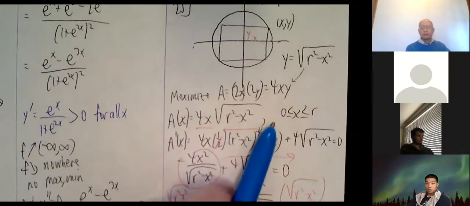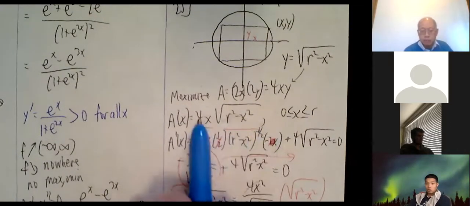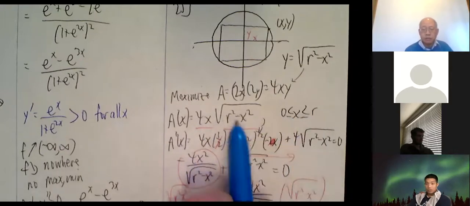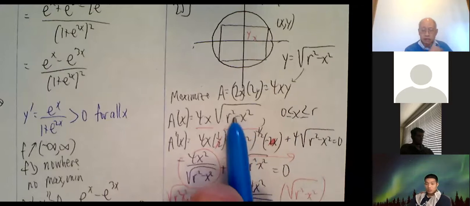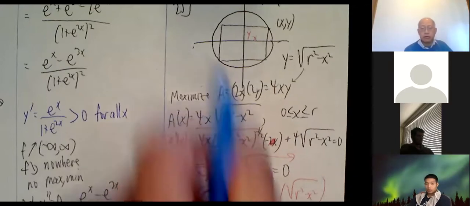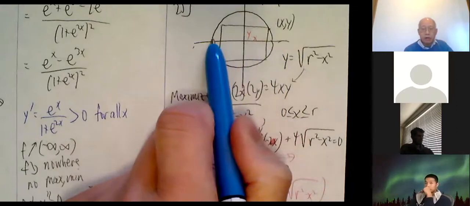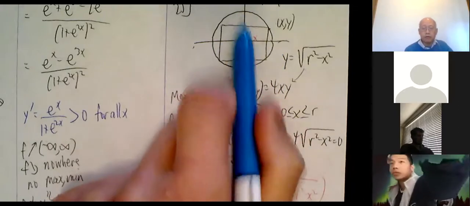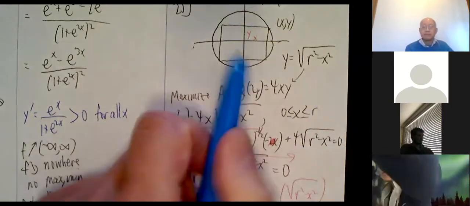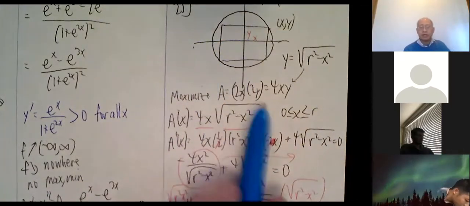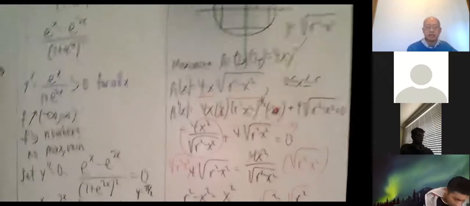Incidentally, you can tell what happens when you plug in 0: no area. What happens when you plug in r? r right here, that's 0, no area. So those are two extremes. If you have it all horizontal or all vertical, so to speak, you're going to have 0 area. Okay, so I have to differentiate this mess, which is not very nice.